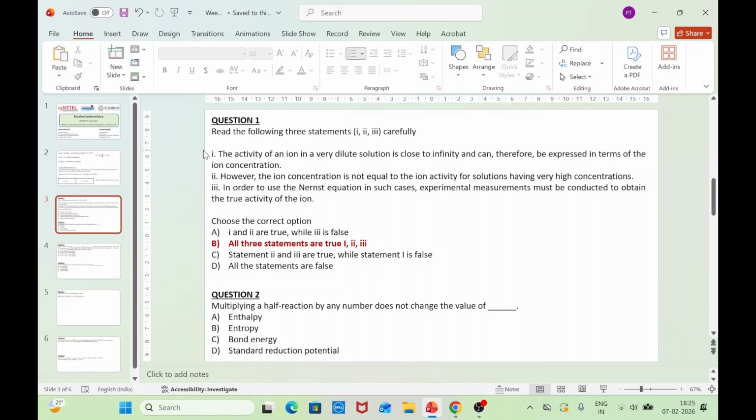Multiplying a half cell reaction by any number does not change the value of enthalpy, entropy, bond energy, or standard reduction potential. So, which of the following is correct? If you multiply a half cell reaction, then what value is not going to change? Is it enthalpy, entropy, bond energy, or the standard reduction potential? It's a very simple one.